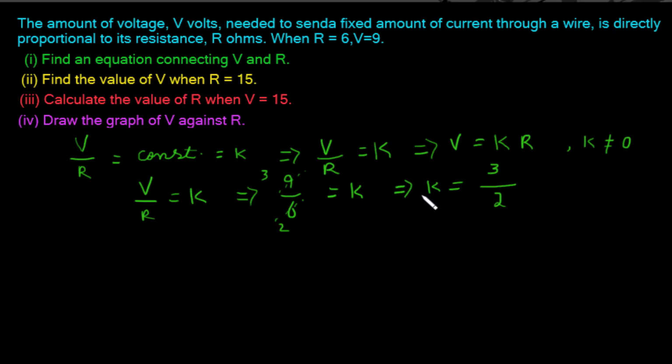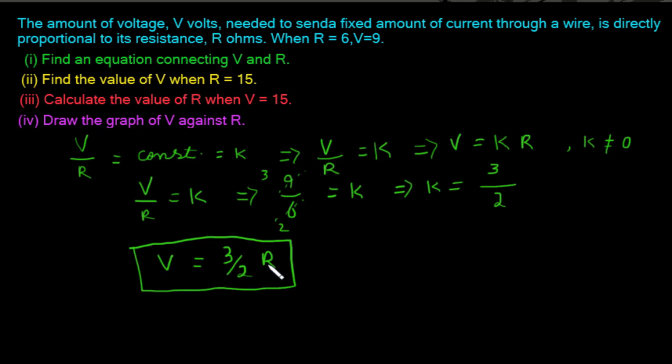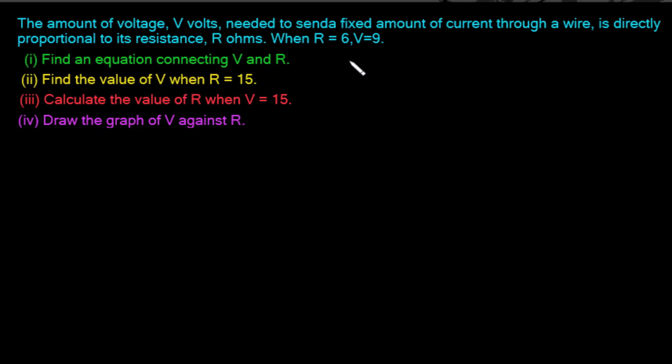Now I will substitute this value of K is equal to 3 by 2 into this equation. So this equation will be V is equal to 3 by 2 times R. So this is the equation that connects V and R, or the equation that expresses V in terms of R. So this part has an answer of V is equal to 3 by 2 times R.